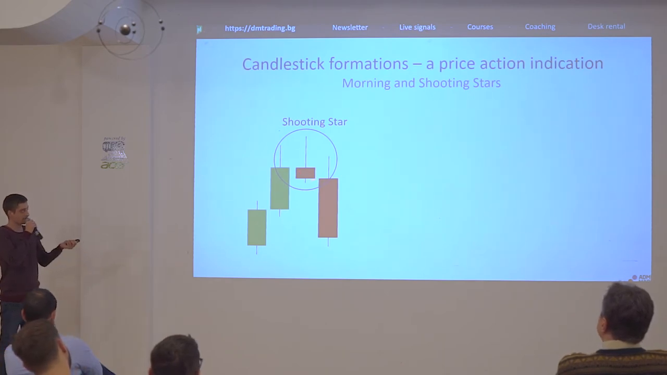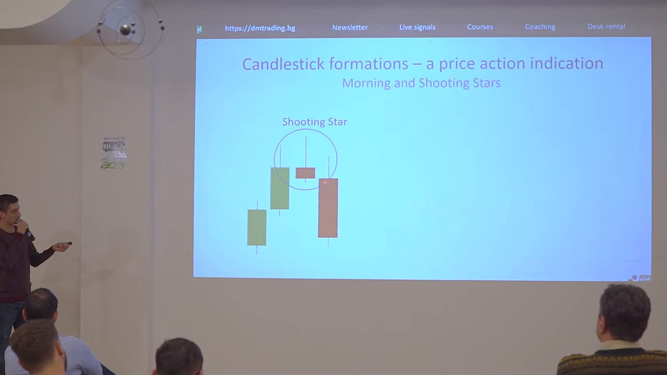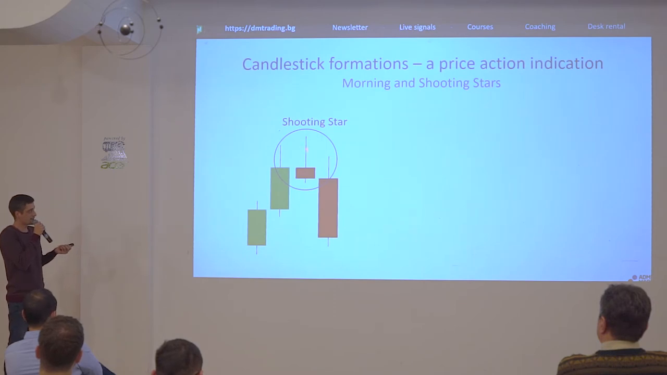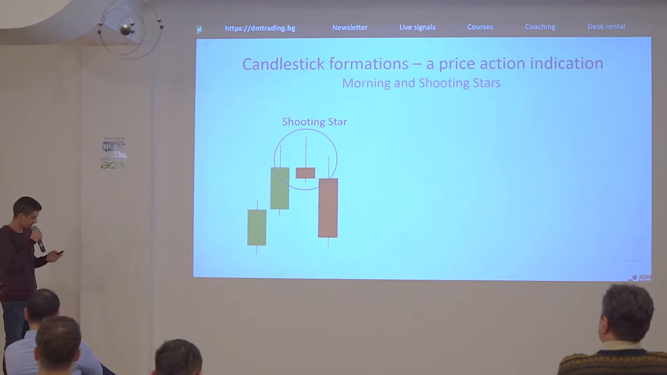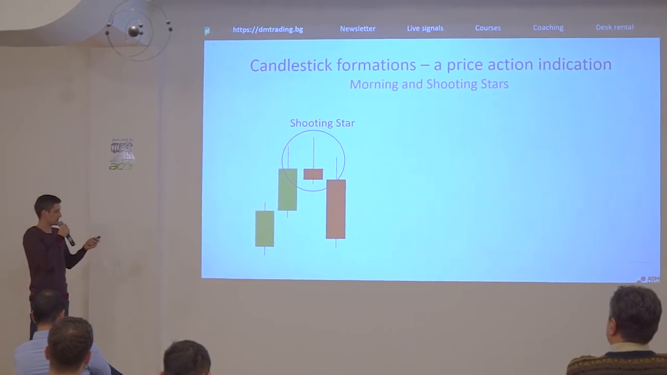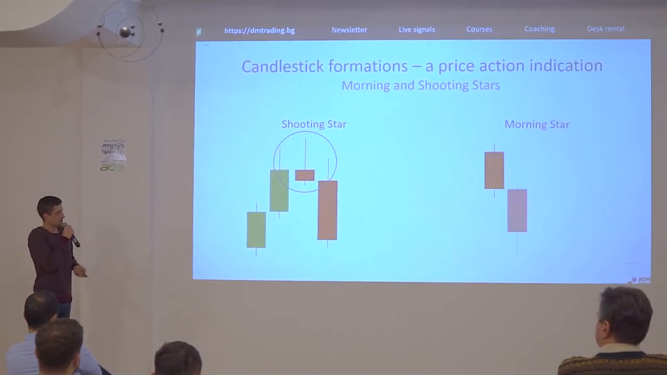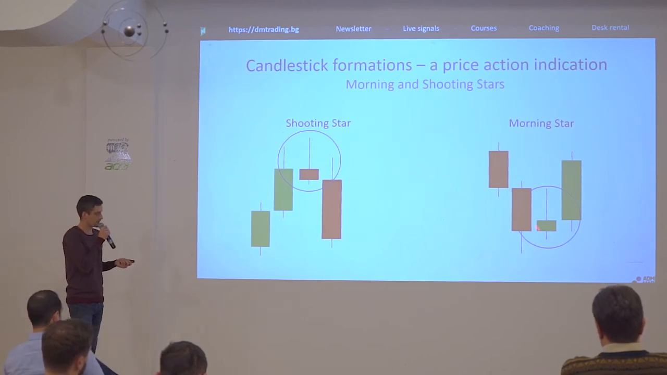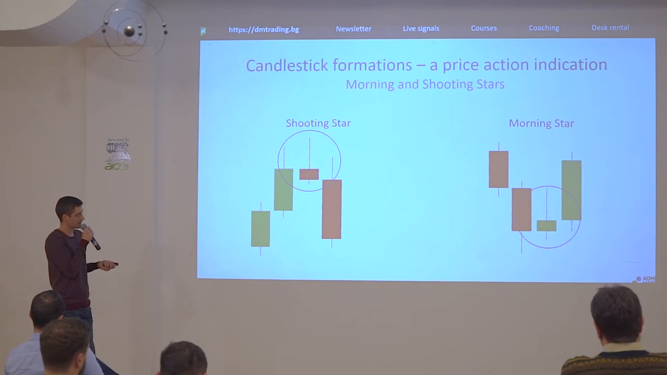Usually it is followed by another strong bearish candle, or red candle, and that defines a certain point in the market from where it is ready to reverse the movement. Now, the morning star is the opposite of that. We have a reversal in a bearish market. Again, we are having a downward movement.